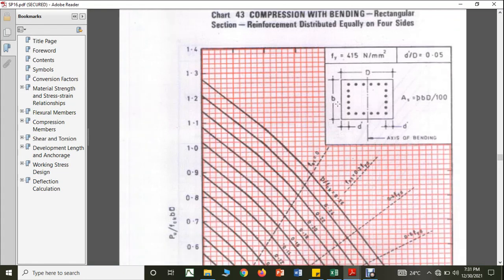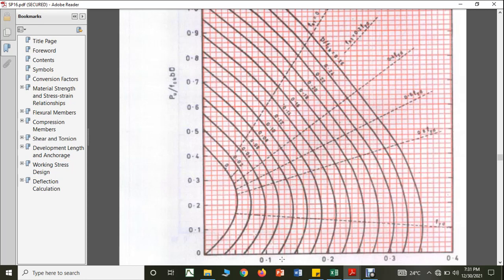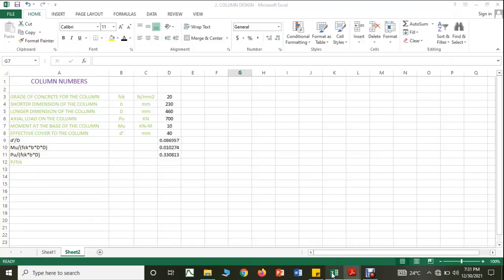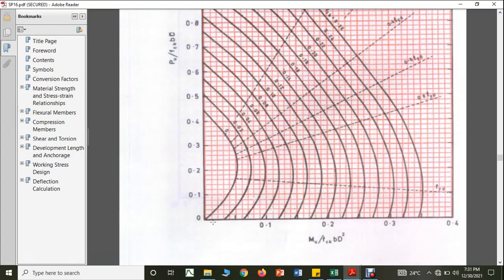You can see 0.05 is there, I can come to 0.05. Okay, D is the longer direction, B is the shorter direction, right? 0.05. Now in that, what is my Mu by FCK BD? My Mu by FCK BD is again 0.01. Then Pu by FCK BD is 0.33, right? So now 0.01 or I can go to 0.02. So here I am supposed to go, right? And what is my Pu by FCK BD? It is 0.33, right? So this is 3, 2. So I can get somewhere 0.3 in the middle. Therefore I can go and I can come here.